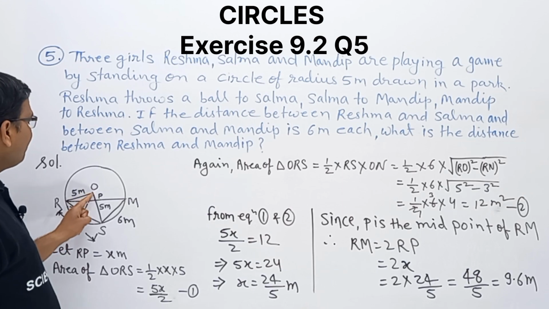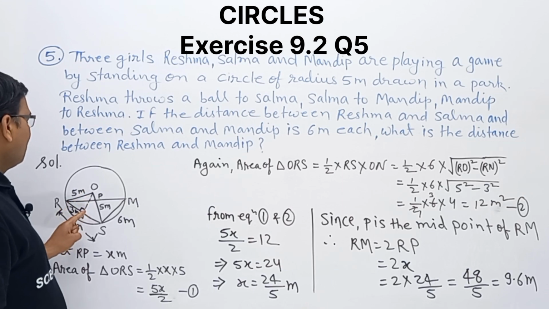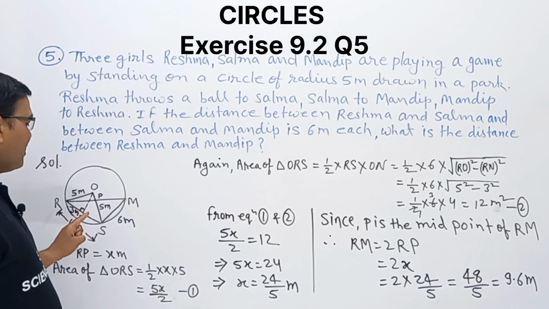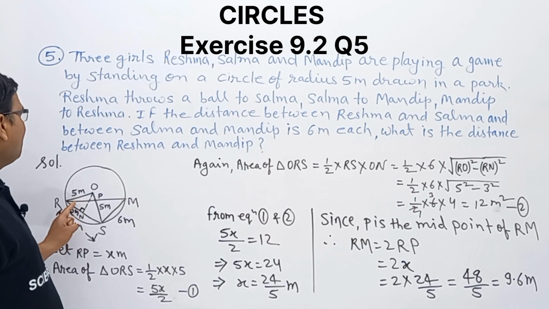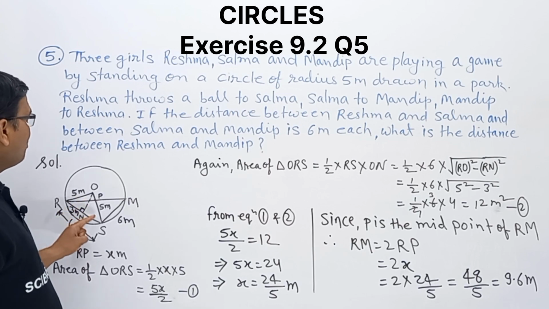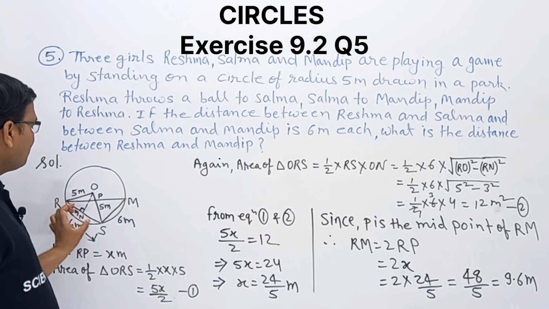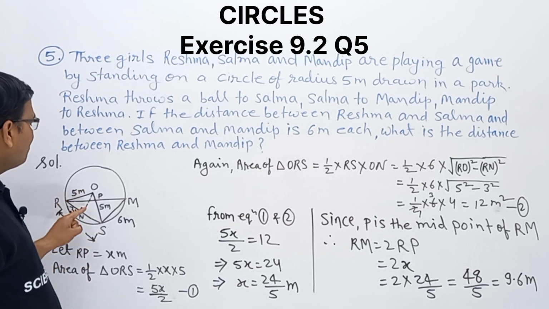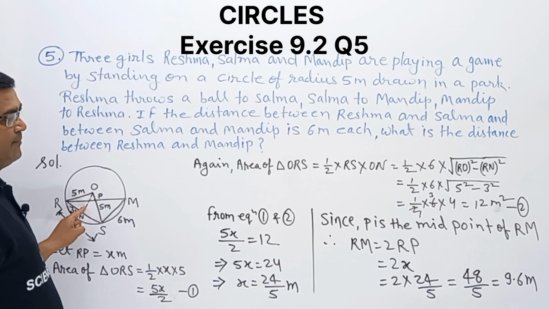So we draw a perpendicular from the center to this chord RS, then the RN value will be 3. Why? Because a perpendicular from the center to a chord divides the chord into two equal parts. So RN equals NS equals 3 meter. So this is 3, this is 5 meter, so we can find ON.